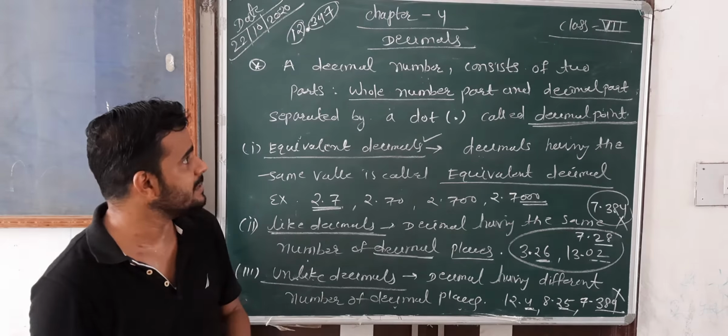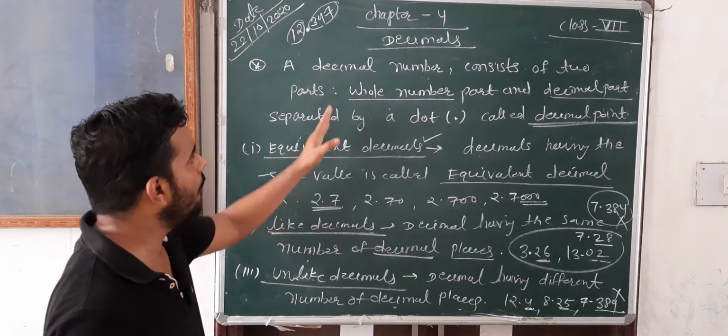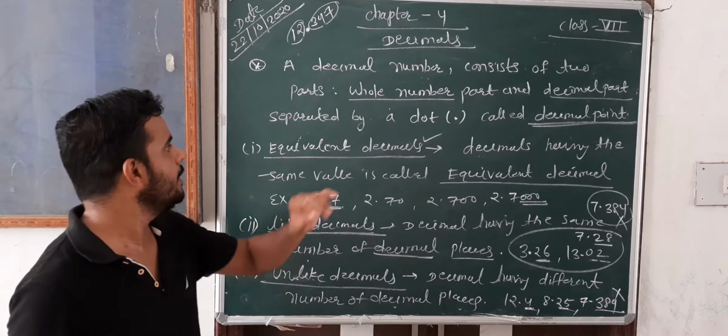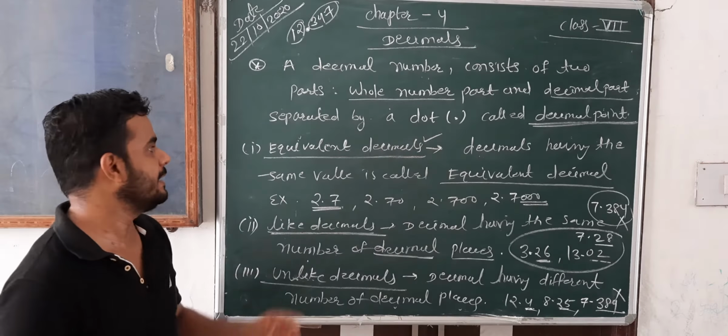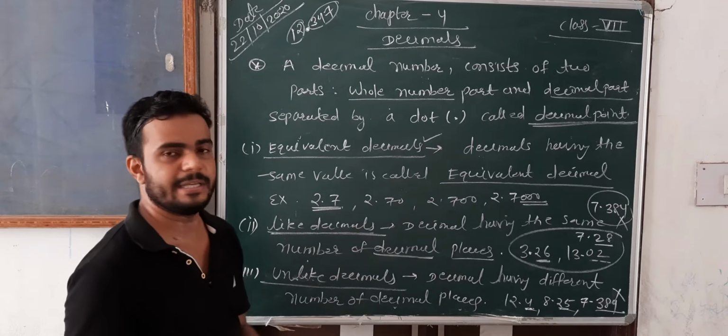So once again I revise. Decimal means a decimal consists of two parts: a whole number and the decimal part. Both are separated by a dot, called the decimal point. And the next one, equivalent decimal. The decimals having the same value are called equivalent decimals.